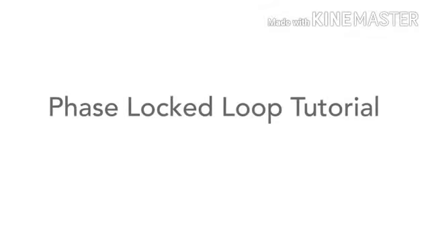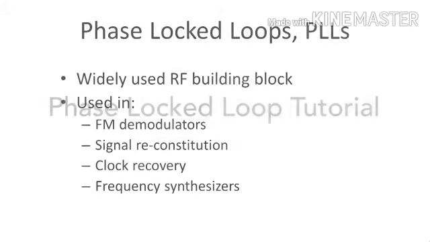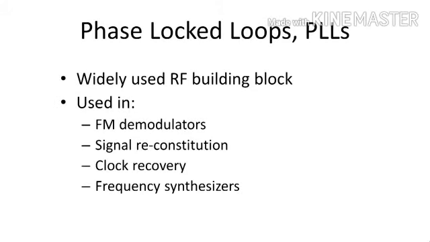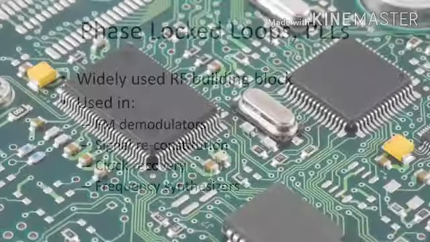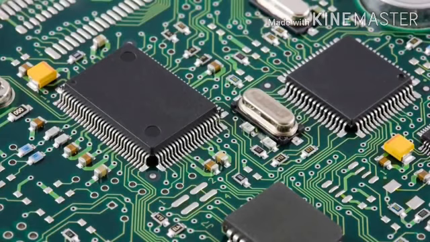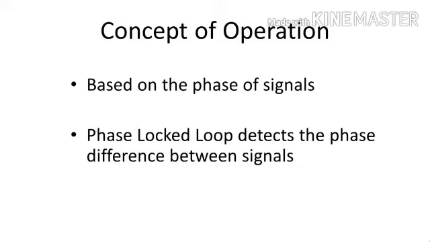PLLs, or phase-locked loops, as they are often called, are used in many areas of RF design. They are a key building block for designers. They can be used in many ways and for many things. For example, they can be used for FM demodulation, signal reconstitution, clock recovery, but possibly one of the largest uses is within frequency synthesizers. These synthesizers are very frequency stable, and they allow digital lines from circuits like microprocessors to control the frequency. The operation of a phase-locked loop is based around the concept of phase.